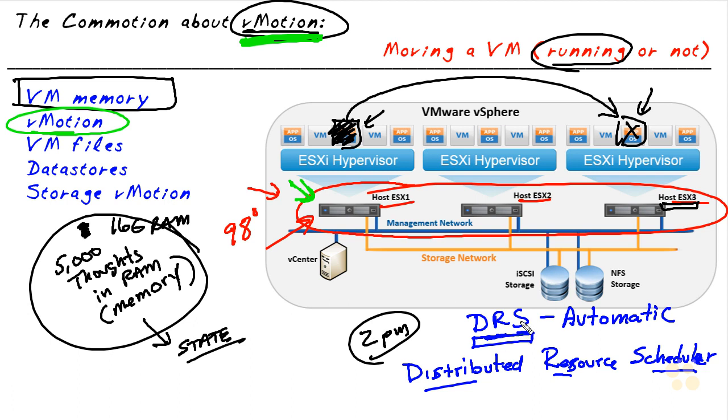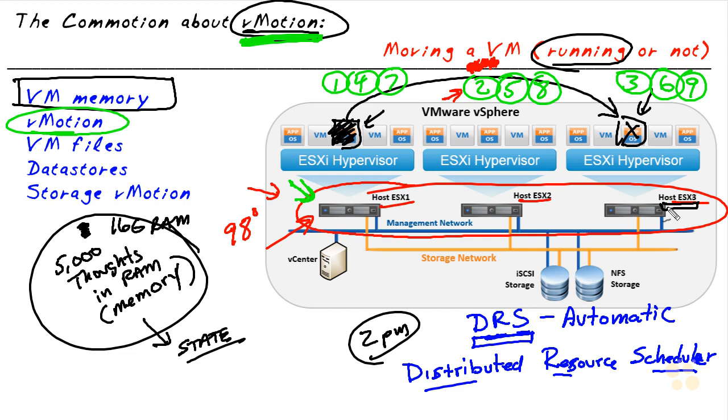So let's say, for example, that we're going to start 10 virtual machines. It might start the first one here, and the next one here, and the next one here, and the next one here, and so forth. So DRS is distributing the virtual machines across the ESXi hosts in our vSphere environment.